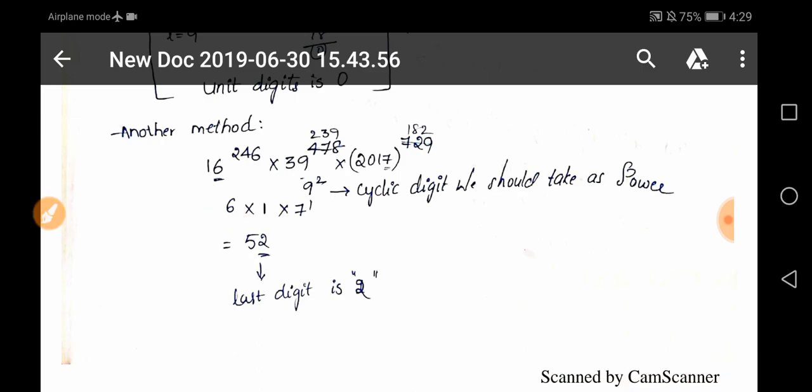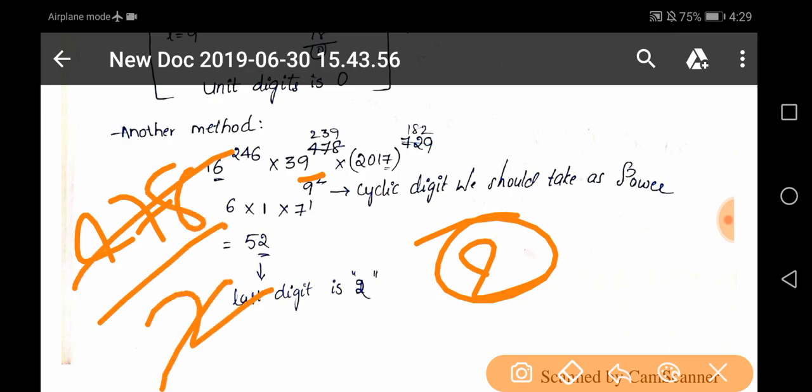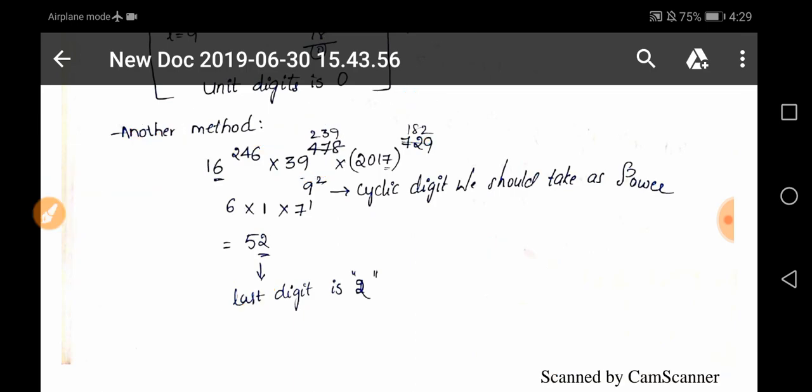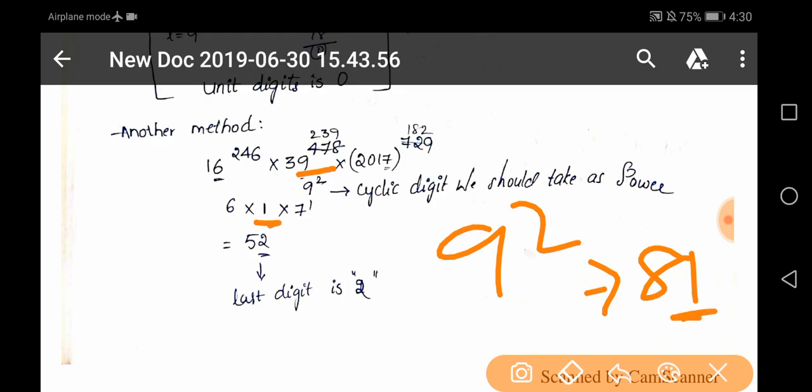And here the last digit is 9, right? The cyclicity of 9 is 2. So let us divide 478 by 2. 478 by 2 is nothing but 239, and the remainder is 0. When we get a remainder of 0, then what we have to do is take the cyclic digit as the power. That is for the last digit 9, 9 square. 9 square is 81, and the last digit is 1. So we have put it here.